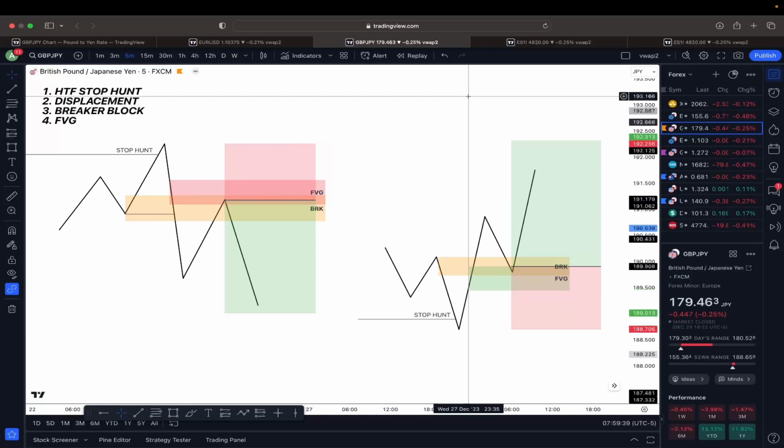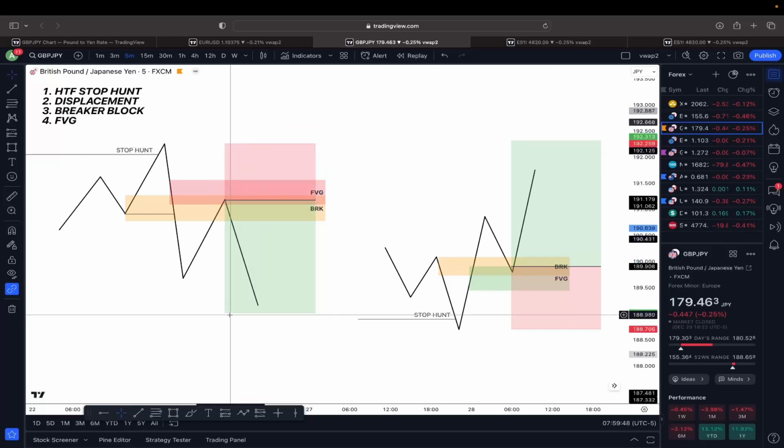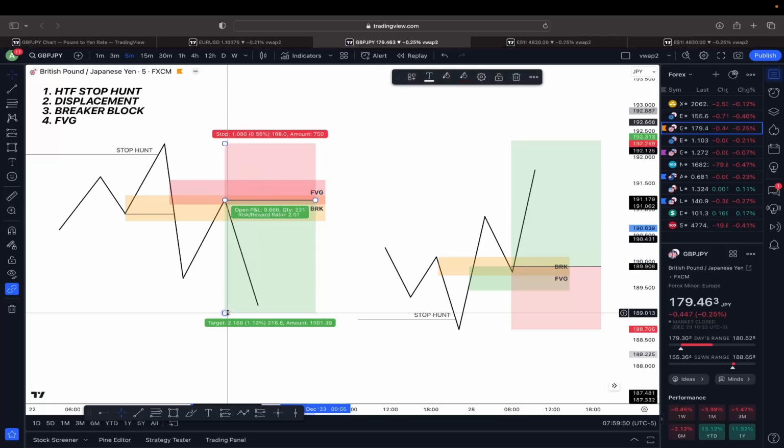When entering using this model, you can either put your stop at the high, or you can put your stop at the top of the fair value gap, but you should always aim for either a fixed 2 risk reward, or you target the next draw on liquidity.